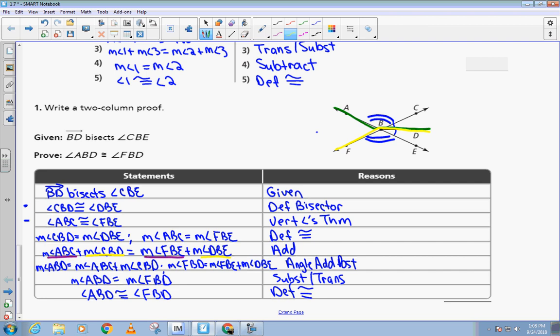Probably transfer according to our rules, right? And then we change it back to the congruent state. Okay? Now that's a lot. I'm not going to ask you to do that on your homework. I want to show you how it's done.